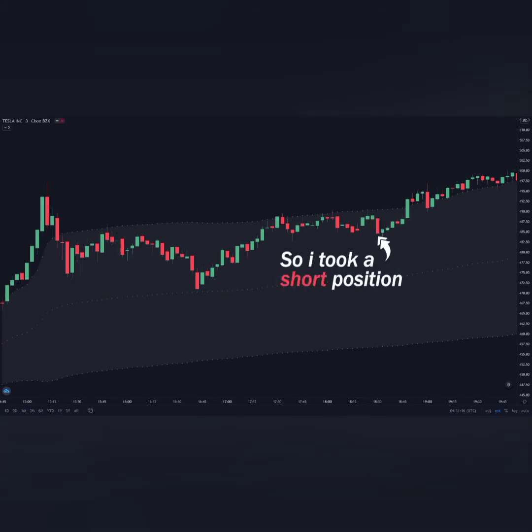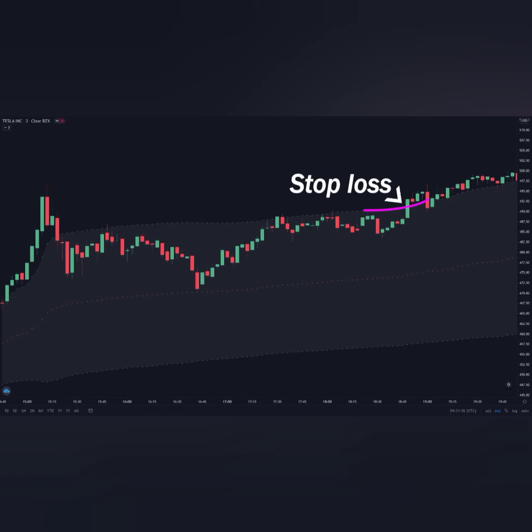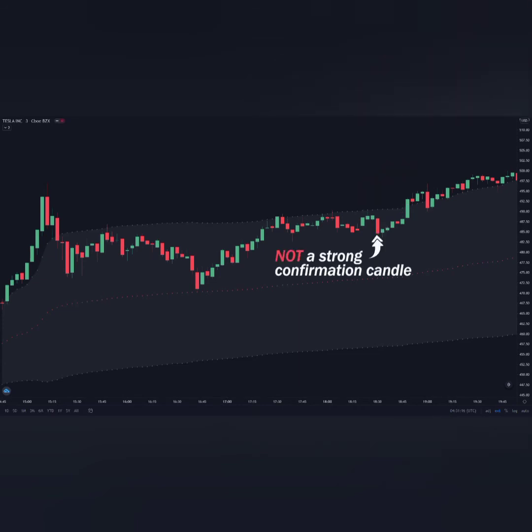So I rushed into a short position here without thinking much because I was overconfident. That resulted in me hitting the stop loss at resistance, which resulted in a 1.52% loss. In hindsight, I should have known that this candle here isn't a strong confirmation candle. I should have waited for a bigger candle or for the price to display a clean downwards movement before entering a short position.